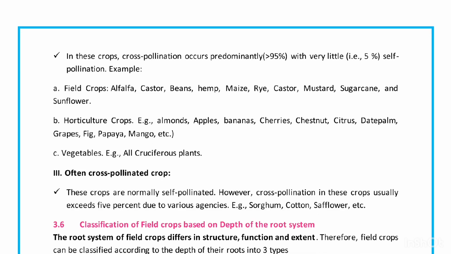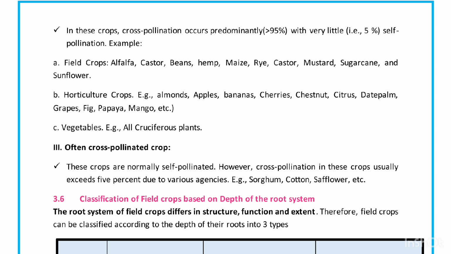Agents of pollination. Before moving into the often cross-pollinated crops, due to some agents, the pollen from one flower can get transferred to the other flower. What are those agents? Let us discuss. Basically, we have abiotic and biotic agents. Now, what is the meaning of abiotic and biotic? Abiotic means non-living, that is not living. Biotic means all the things that are considered living.